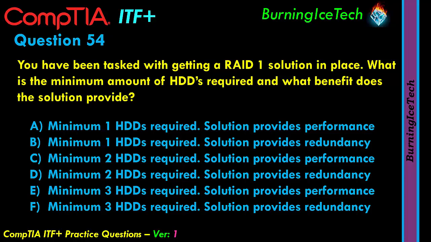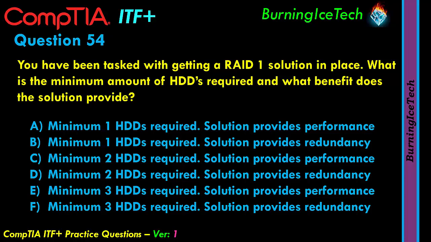So RAID 1, what does RAID 1 do, and what benefits does it provide? Now RAID 0 and RAID 1, both of them, require a minimum of 2 hard drives. RAID 5 requires a minimum of 3 hard drives. Now this question is about RAID 1, and since RAID 1 requires a minimum of 2 hard drives, we already know the answer is going to be between C and D.